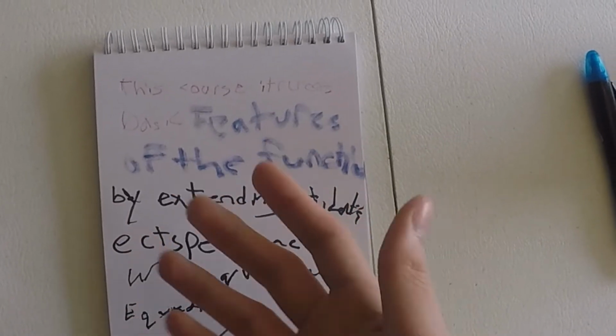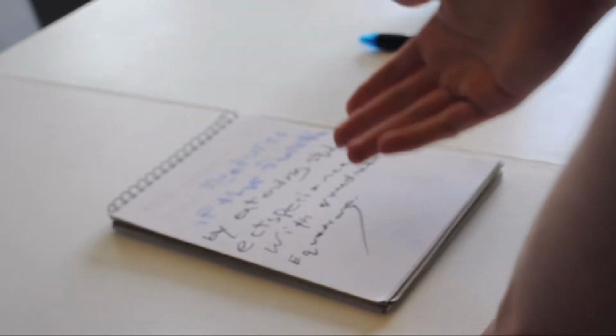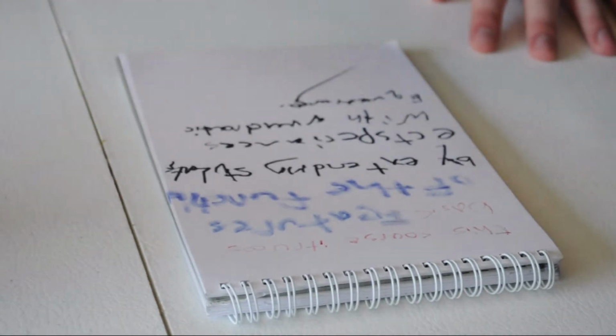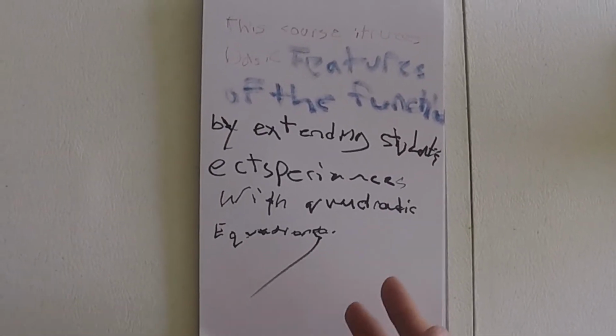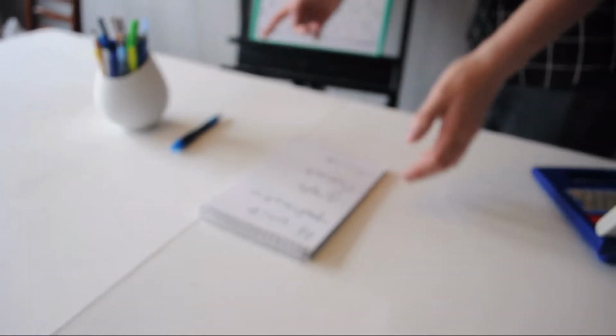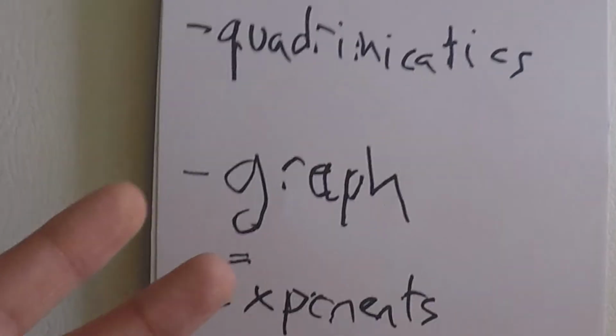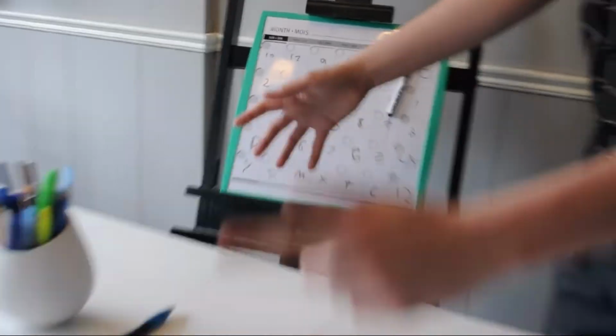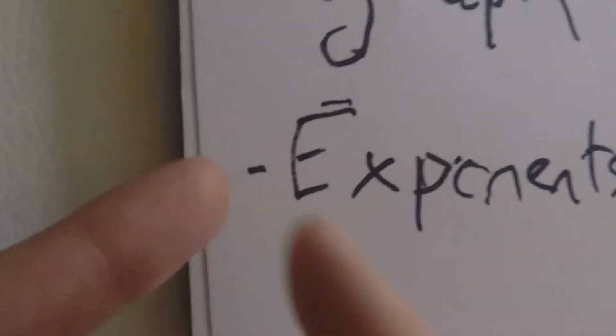This course introduces basic features of the function by extending student exceptions with the quadratic and relatic. So the 4 units we will be covering are quadrakinetics, graph, exponents, and finance.